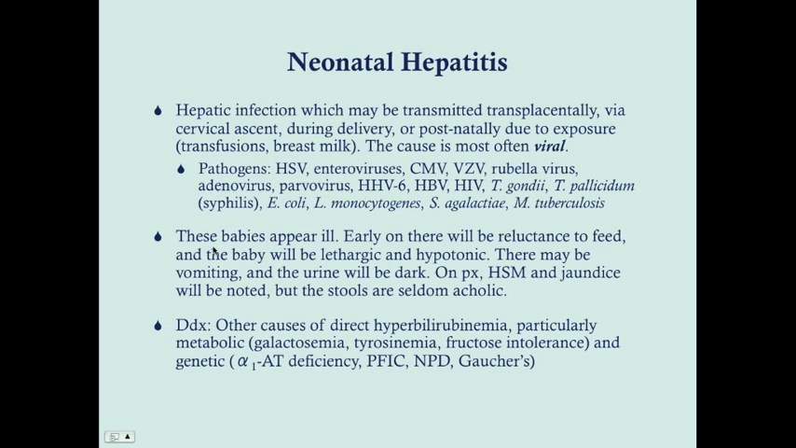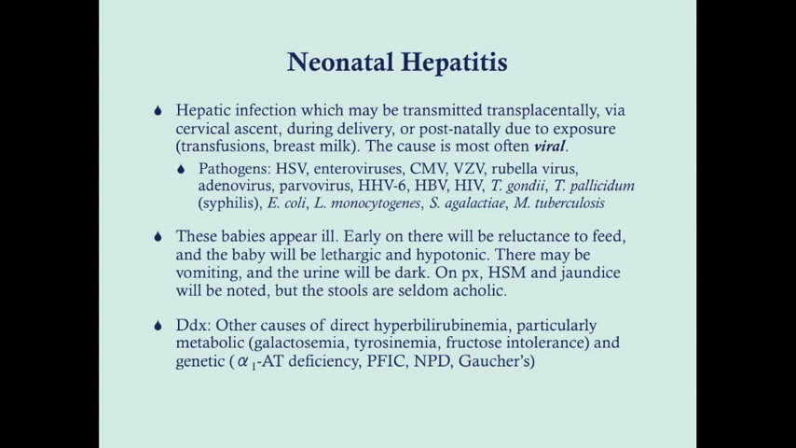So these babies appear ill, and early on there's going to be a reluctance to feed. The baby will be lethargic and hypotonic. Typically they'll be vomiting, and the urine will be dark. If you do a physical exam, you'll note hepatosplenomegaly and, of course, jaundice. But the stools are seldom acholic. Remember, that tends to be with your extrahepatic causes. You'll want to differentiate out other causes of direct hyperbilirubinemia, particularly the other intrahepatic causes of direct hyperbilirubinemia.